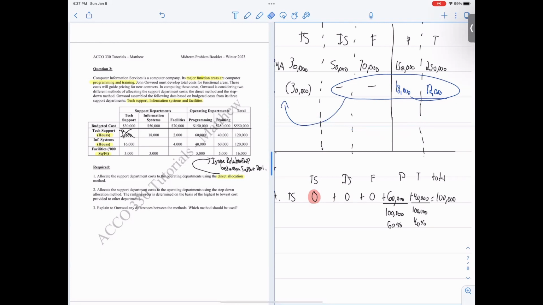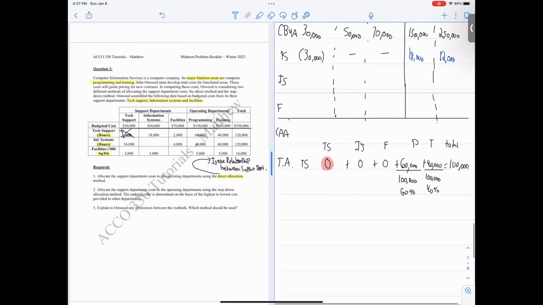I can even show you when doing the step down, because the negative has to equal the positive. It's like saying you're taking away this 30,000 and you're moving it to everyone else. When doing the direct method, you only help the operating departments, so that's why I circled this only at first. But the reality is you can always check that the negatives equal the total of all the positives here. So that's 30,000. Now, information systems.